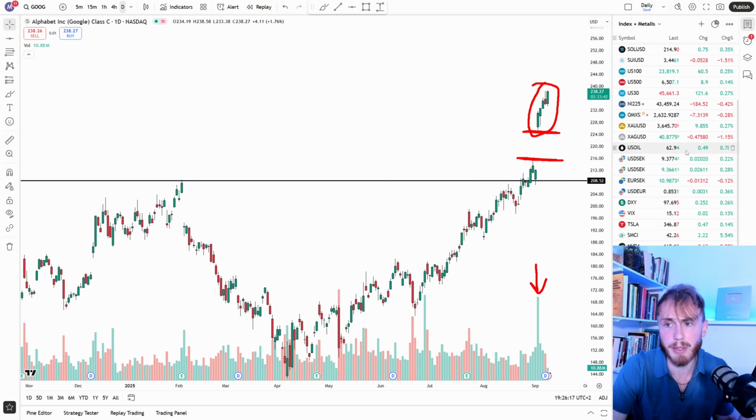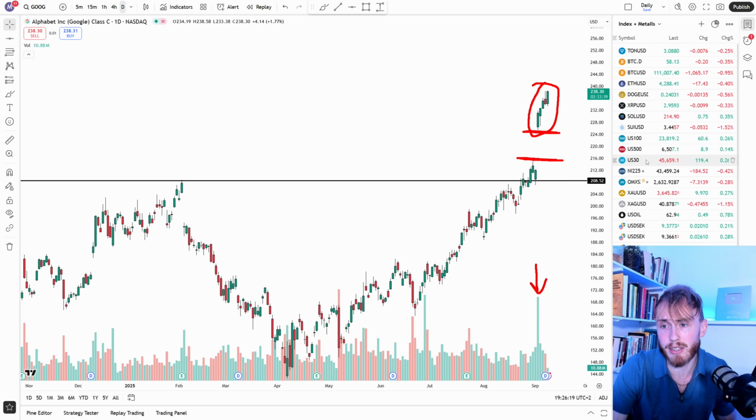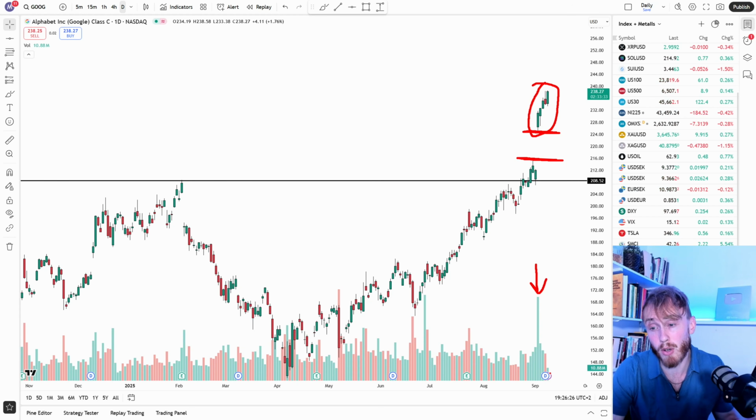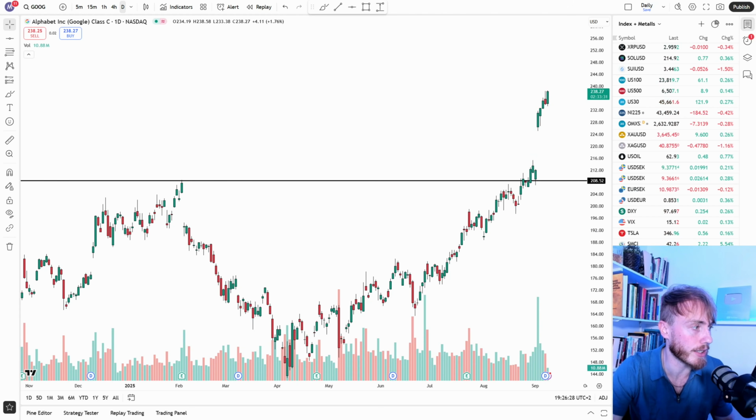And this is impressive because if we look at the market here, we can, for example, see that today the market is not really up a lot. It's up 0.20%, while Google is trading up almost 2%. So we are seeing lots of strength in Google, and this comes after this massive breakaway gap.